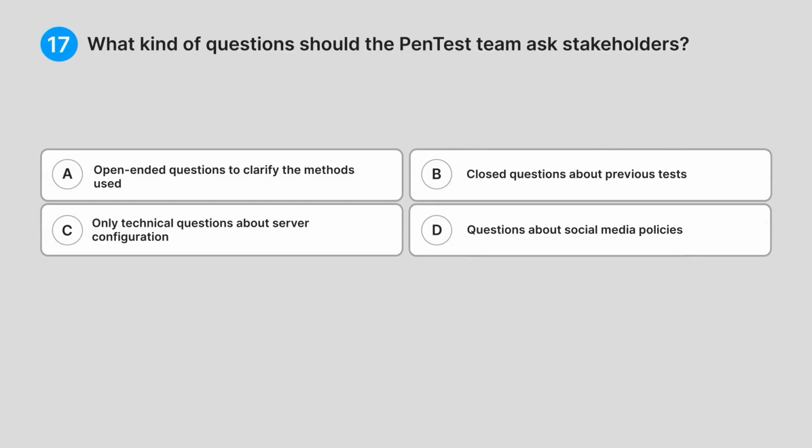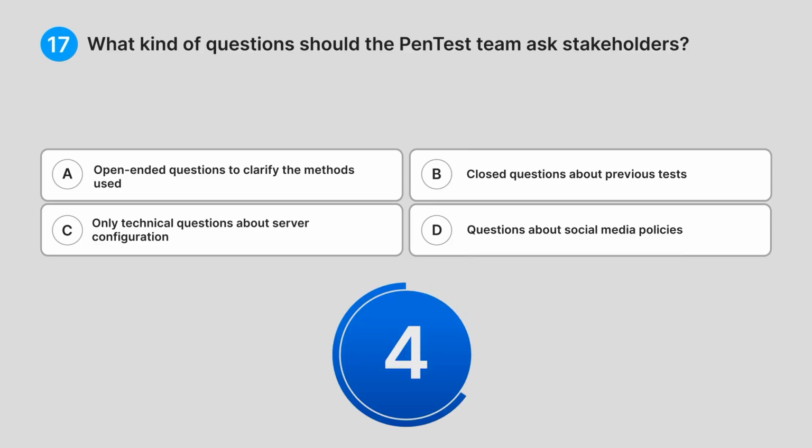17. What kind of questions should the pen test team ask stakeholders? A. Open-ended questions to clarify the methods used. B. Closed questions about previous tests. C. Only technical questions about server configuration. D. Questions about social media policies. Can you guess the answer?